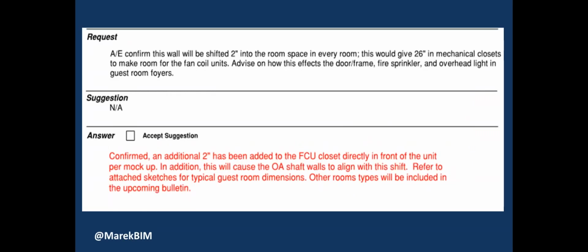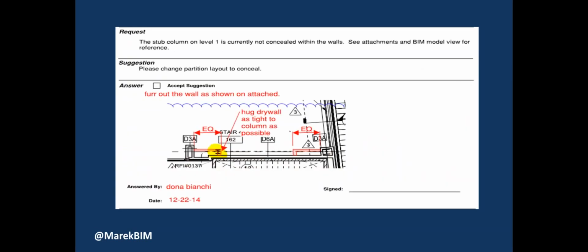Every room, the mechanical closets had to be shifted 2 inches. Every room in the 12-story building had to be shifted 2 inches for the mechanical closets because the fan coil units wouldn't fit. Had we been involved in the process, that could have been caught.